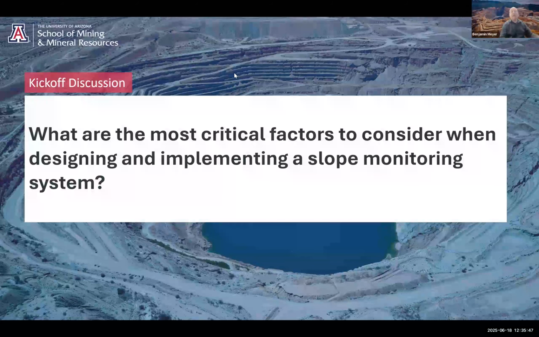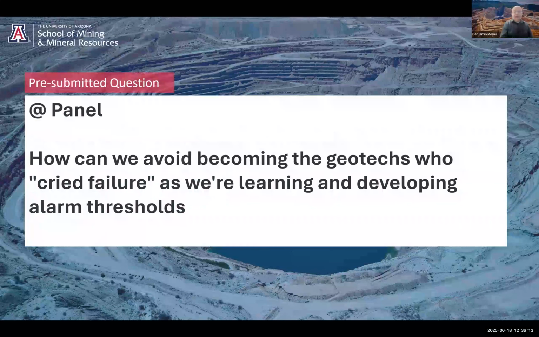That was a great wrap up, Charlotte. And I think that discussion, having touched on not just the idiosyncrasies and individual needs of different parts of each pit, but also the need for buy-in and the need to carefully develop your monitoring in order to set TARPs appropriately, leads in really well to our next question. And that is, how can we avoid becoming the geotechs who pride failure while we're learning and developing those alarm thresholds?